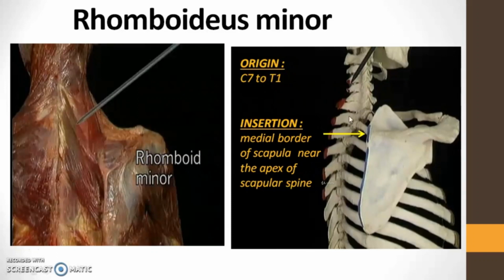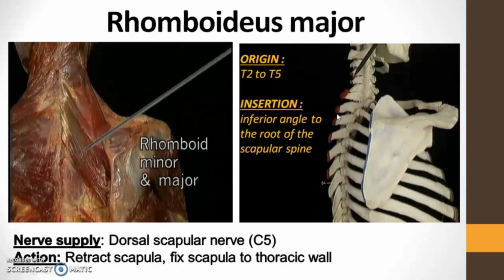And now we are going to move to other details of rhomboides major. So rhomboides major, it is taking origin from T2 to T5 spinous process. So T2 to T5 spinous process giving origin for rhomboides major, and these are going to get inserted into inferior angle to the root of the scapular spine. This whole thing is insertion of rhomboides major.